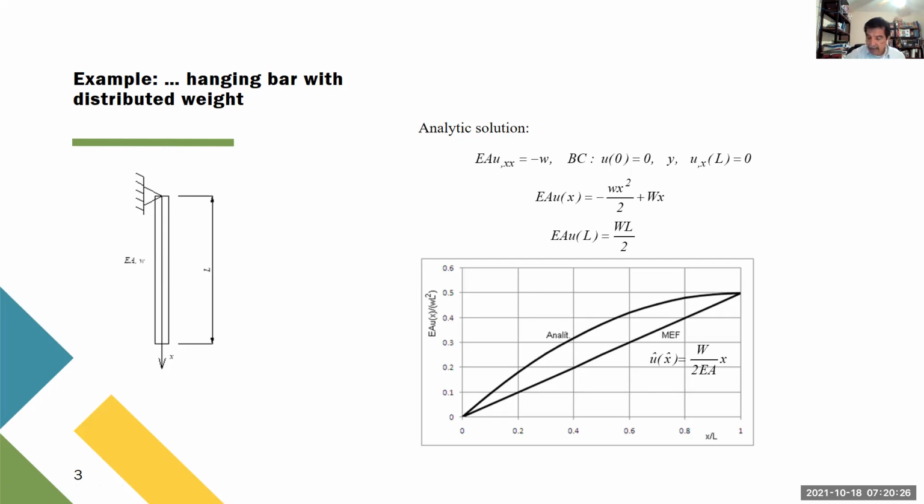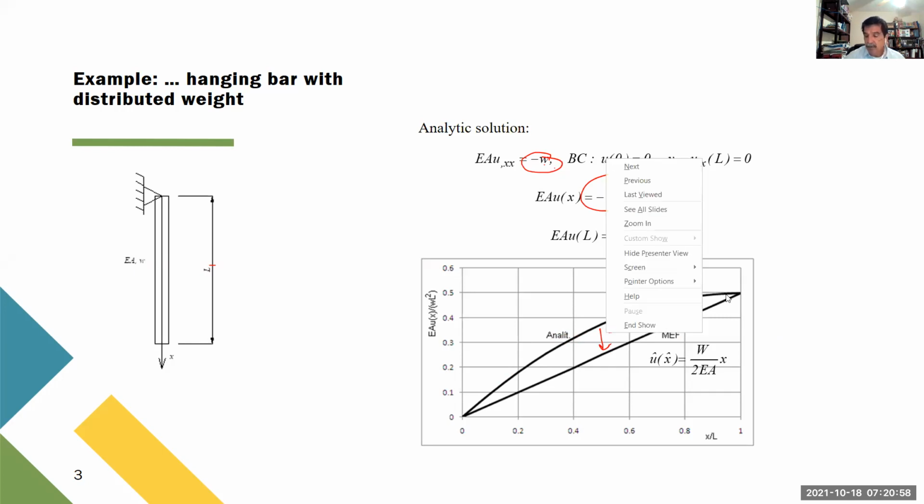Okay, so let me insist on this. We have to be careful, because if the load is distributed, then when we integrate, we're going to get something here which is a different order than linear. So this is the finite element approximation, linear. This is analytic. So there is a difference, there's an error. Okay, and the error is because we assume the linear approximation.